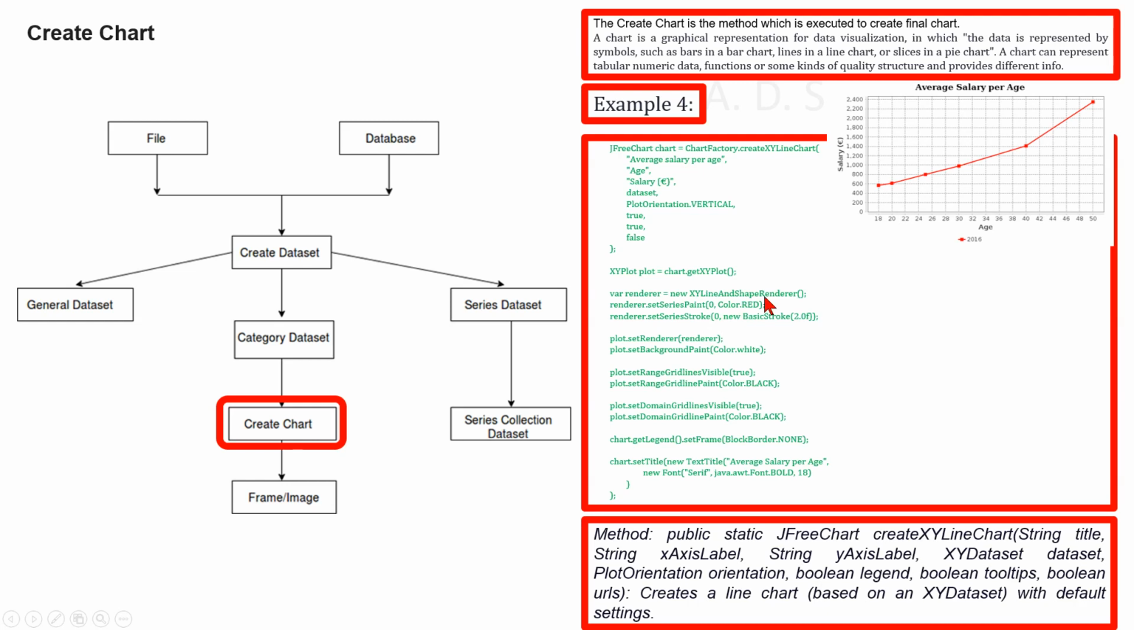XY line and shape renderer is an object that connects data points with lines or draws shapes at each data point. Renderer is set with set renderer method. The set background paint sets the background color of the plot area.